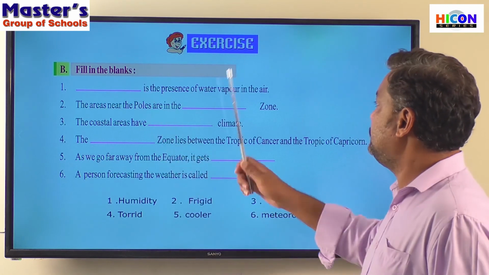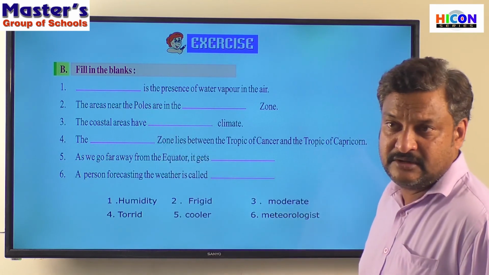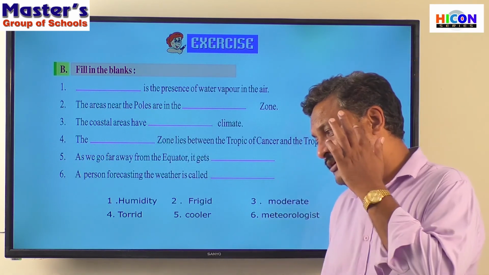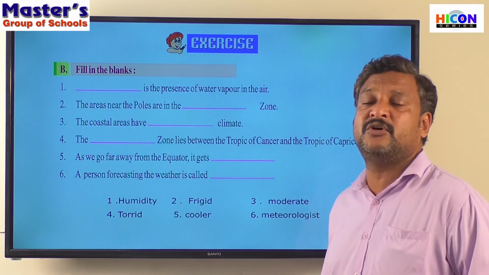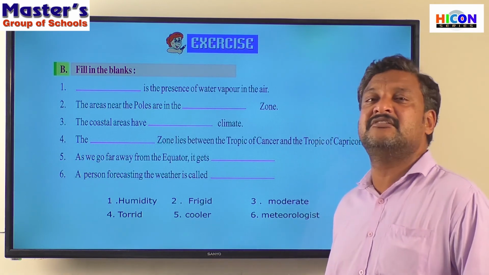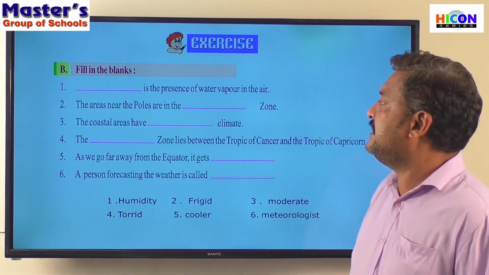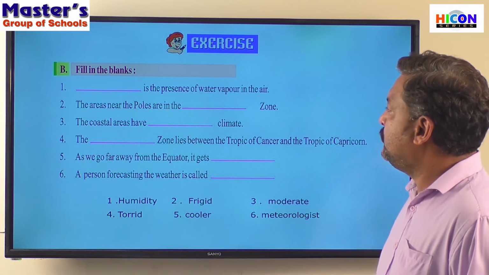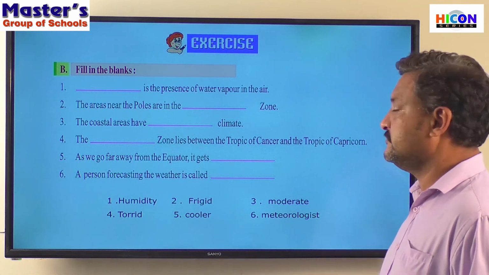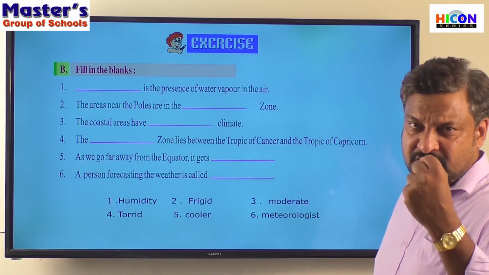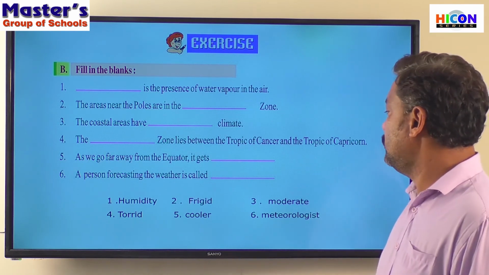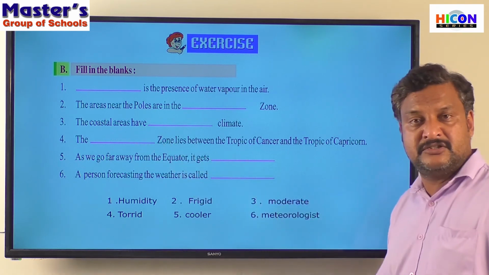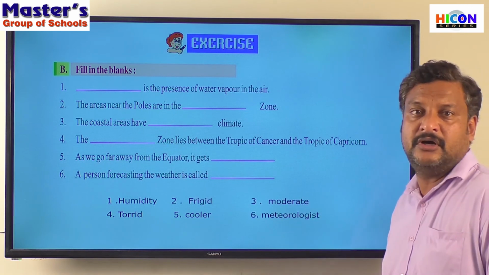Okay, now we will check the answers once. Humidity is the presence of water vapor in the air. We have read it in the lesson now. Towards the coastal regions it will be very humid and a sultry kind of climate will be present. So humidity is the presence of water vapor in the air. The areas near the poles are in a frigid zone, the most cold zone.